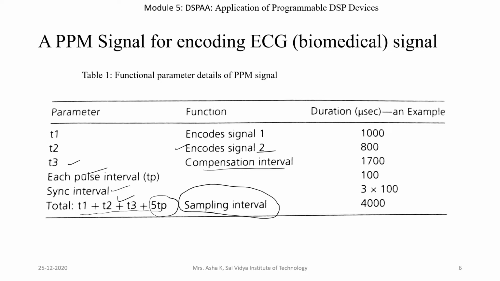The durations are shown here as an example. For T1 it is 1000 microseconds, for T2 it is 800 microseconds, for T3 1700 microseconds, and for each pulse interval TP, the synchronous pulses at the beginning and at the end are 3 into 100. Total sampling interval duration is 4000.